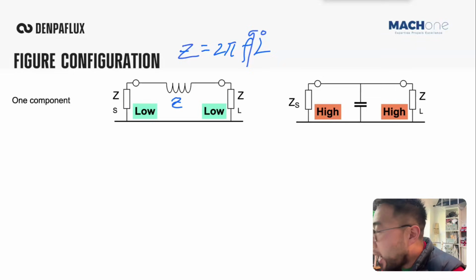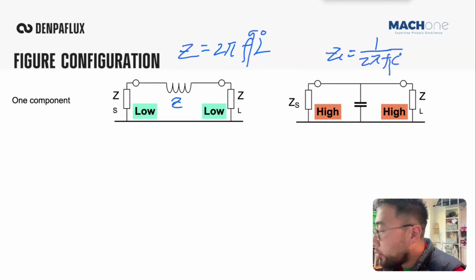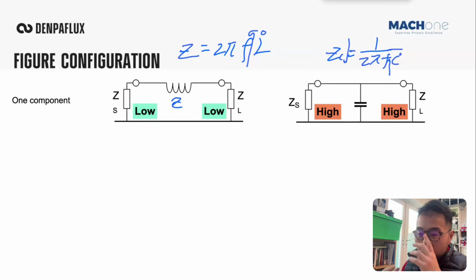And if you look at the capacitors, the impedance is 1 over 2 pi FC. So that means given the same capacitance value, as your frequency increases, your impedance starts to drop. So that's really the most fundamental part of a filter, right? Everybody understands this, L and C, okay.